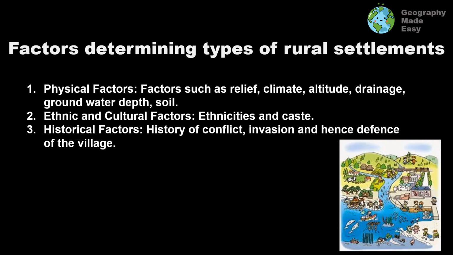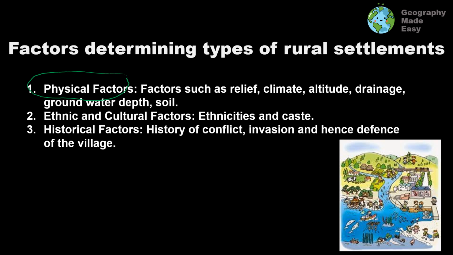So, factors determining the different types of rural settlements, whether it will be compact or dispersed. The first and foremost and the most important factor in this case is the physical factors, which we have already talked about when we were discussing the dispersed and the compact settlement: relief, climate, altitude, drainage, groundwater depth, soil. They all determine whether the settlement will be compact, semi-dispersed or dispersed.